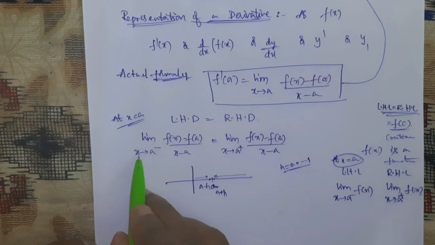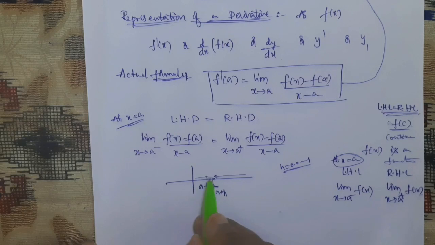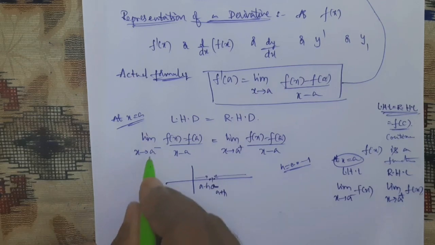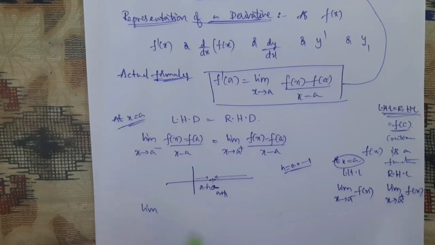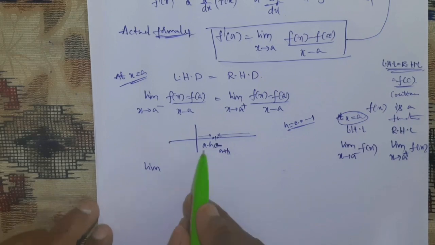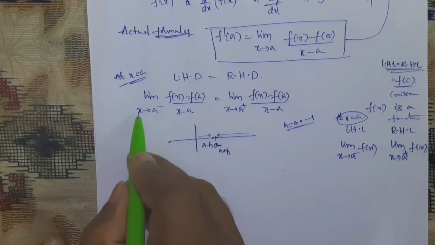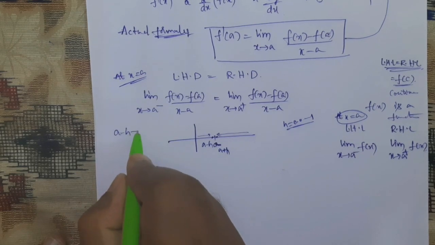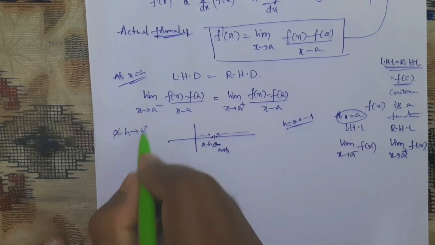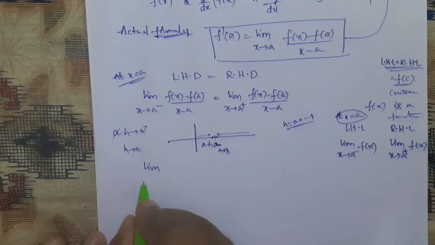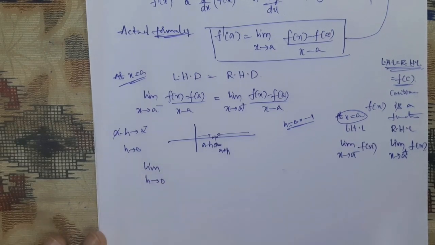Here, as X tends to A minus, that means from the left hand side, A minus means that X is nothing but A minus H. Now that LHD will become the limit as X is approaching A minus H. I will substitute this in the place of X. If we substitute A minus H, A and A get cancelled, H tends to 0 again. That means limit H tends to 0.